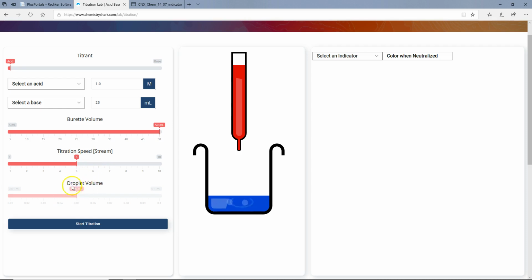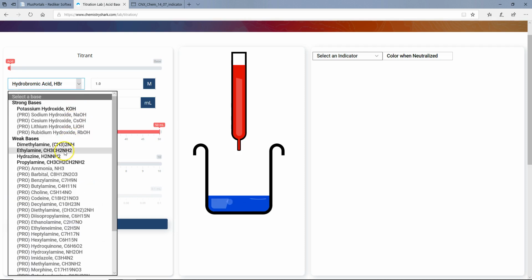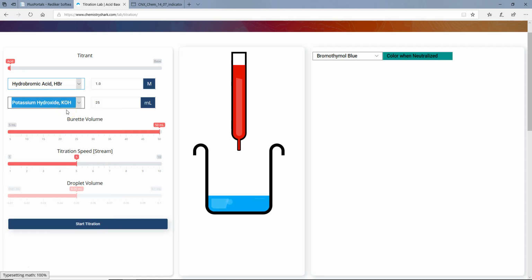But you're looking at really half 0.05 milliliters for every drop. So a speed of 5 isn't going to be too quick on that. Just so you can see what one looks like, I'll do the strong acid, strong base scenario.